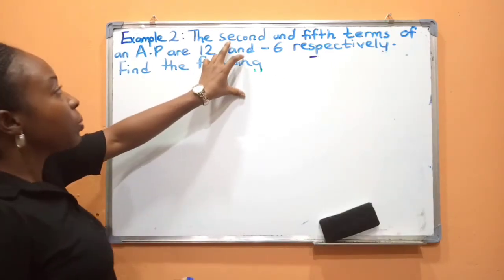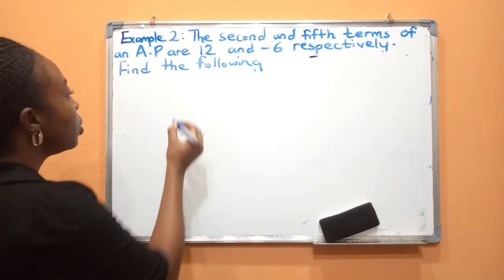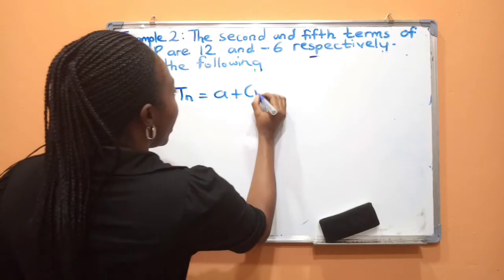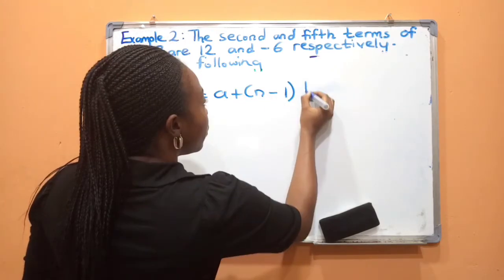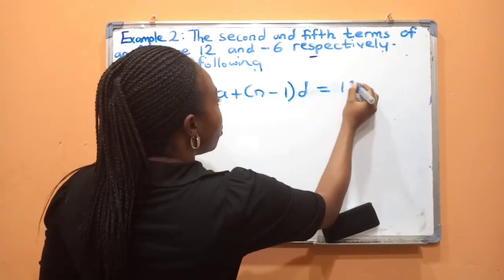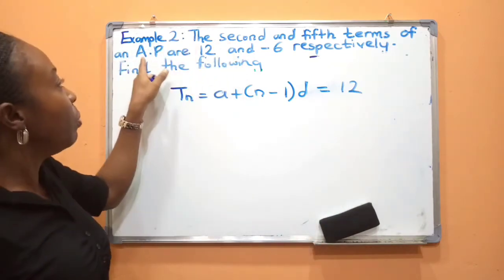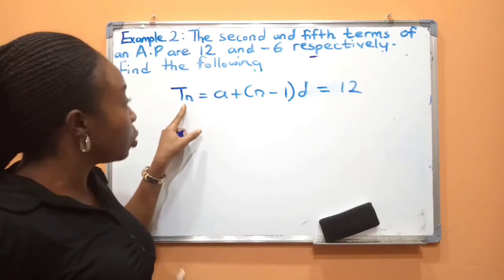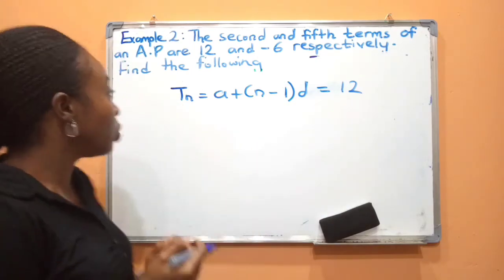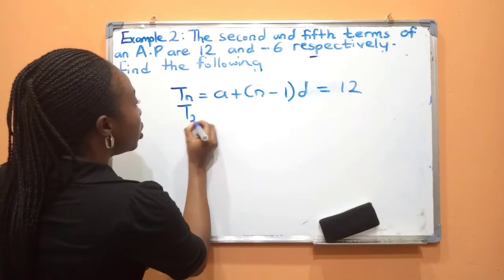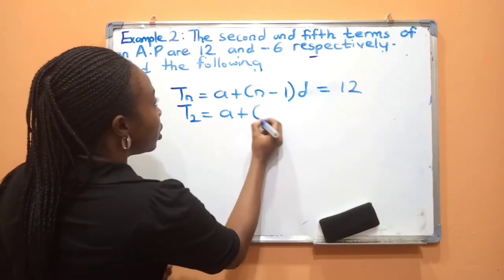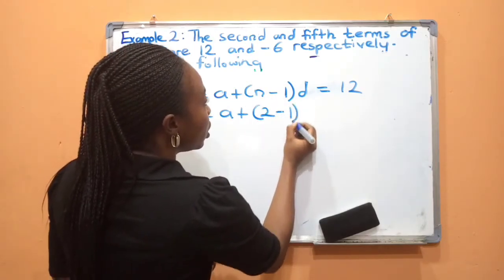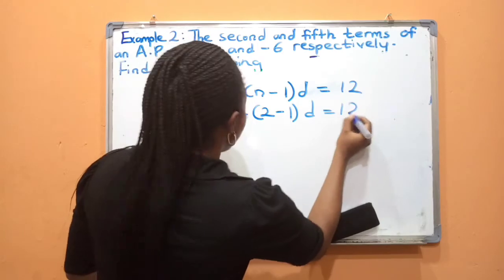So let's try to interpret the second term. For the second term, we are going to have Tn equals a plus (n minus 1)d equals 12. Remember, the question says the AP for the second term is 12. So that means Tn, which is T2, equals 12. So we're going to have T2 equals a plus, now we are looking at the second term, so we have (2 minus 1)d equals 12.